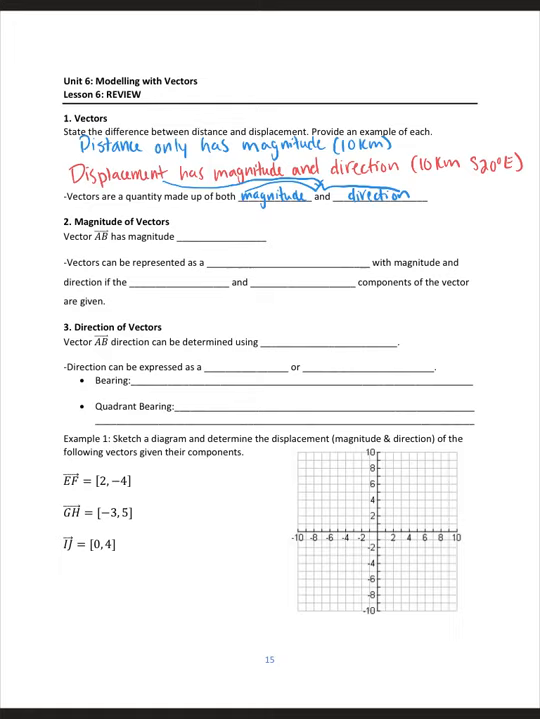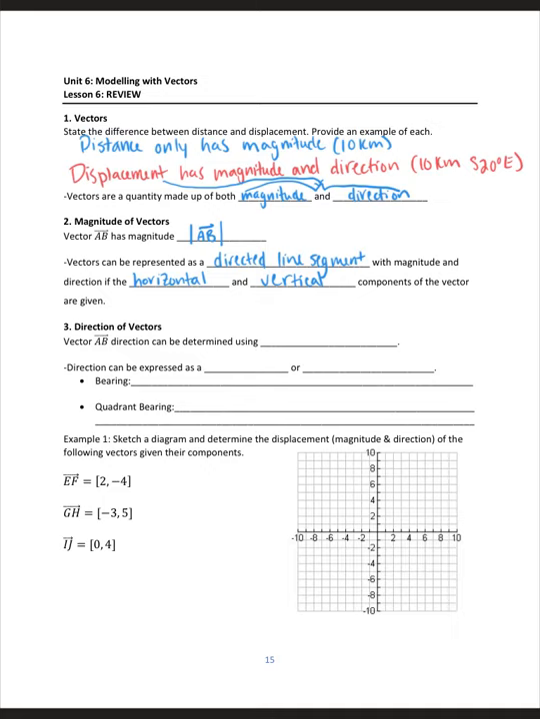So let's first talk about the magnitude of vectors, and then we'll talk about the direction of vectors and practice those a little bit. So vector AB has a magnitude of whatever the absolute value is of AB, right? If the length of AB is -4, then the magnitude is 4. So whatever the absolute or the positive version of that is. So vectors can be represented as a directed line segment with magnitude and direction, as we mentioned above, if the horizontal and vertical components of the vector are given. Okay, so we'll look at, again, breaking down a vector into its vertical and horizontal components and how that helps us determine the magnitude of it.